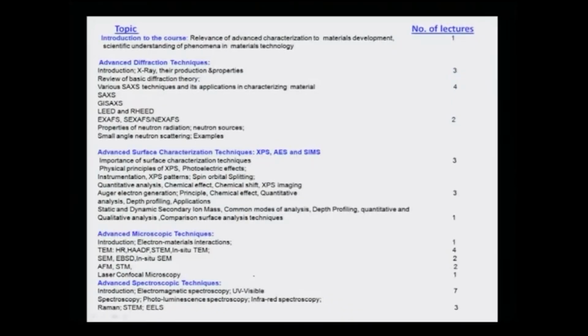In the advanced spectroscopic techniques, 7 lectures will be delivered on electromagnetic spectroscopies, mostly UV visible and photoluminescence spectroscopy, infrared spectroscopy, and also Raman spectroscopy. The last 3 lectures of this course will be delivered on scanning transmission electron microscopy related spectroscopic techniques, that is EELS and EDS. That will sum up 20 lectures in these 2 techniques.